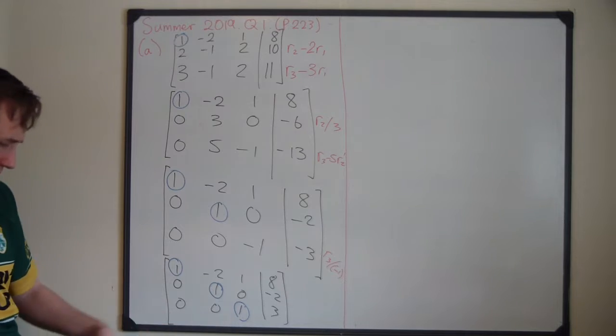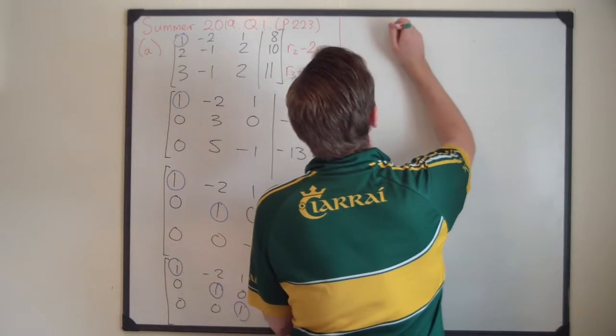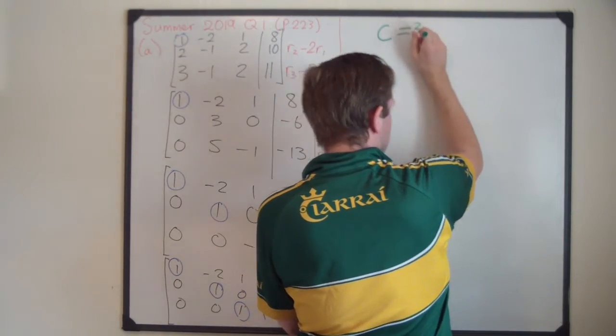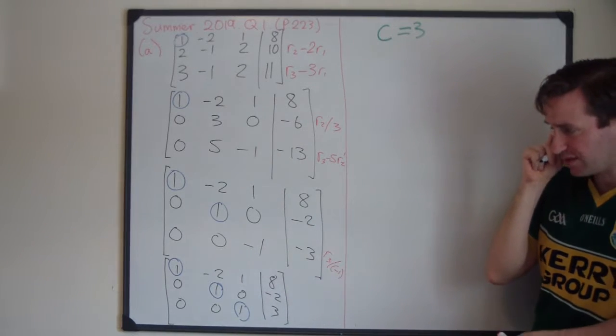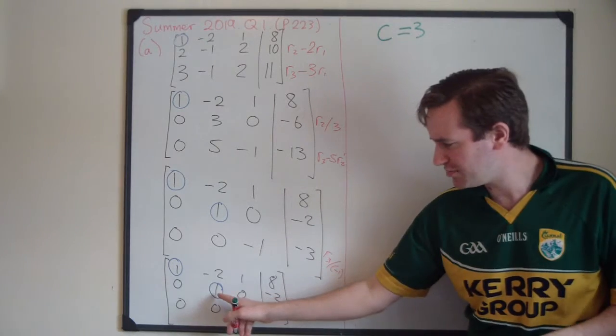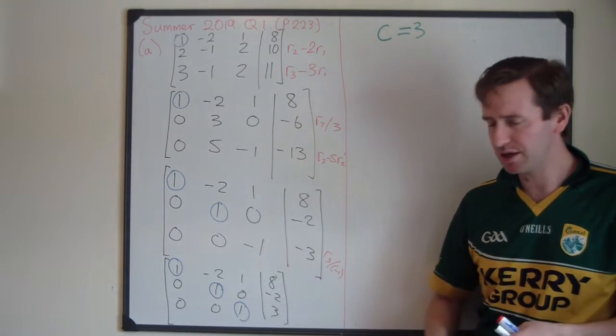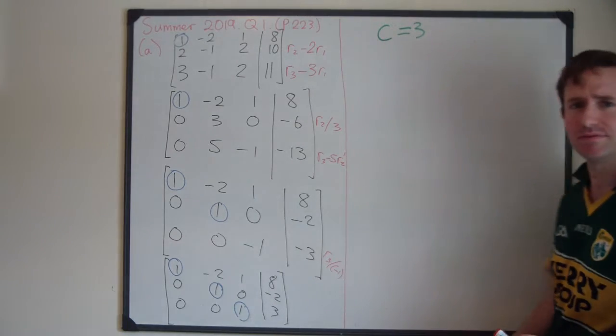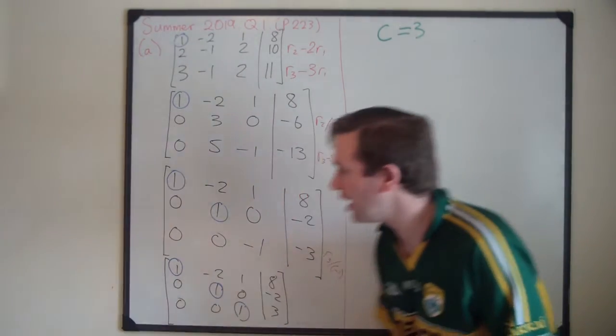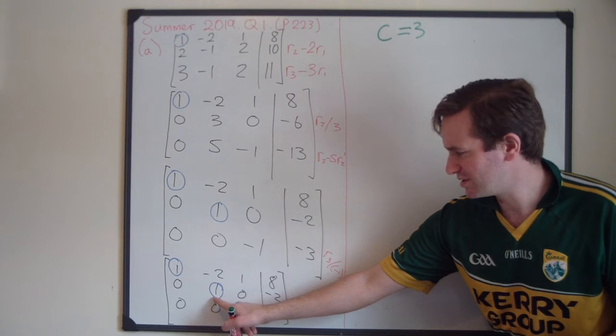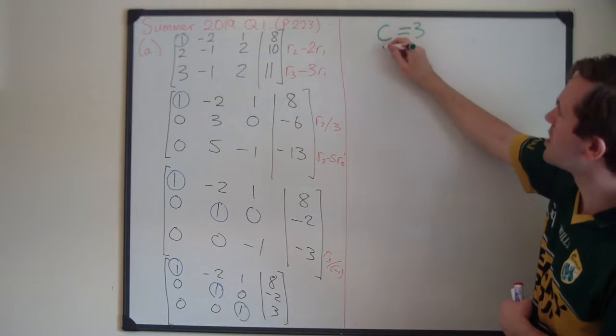So C is equal to 3. Then the next row down, now at this stage you should be able to do this a little bit faster than before. This is B plus 0C is equal to minus 2. So this one is easy. B is equal to minus 2.